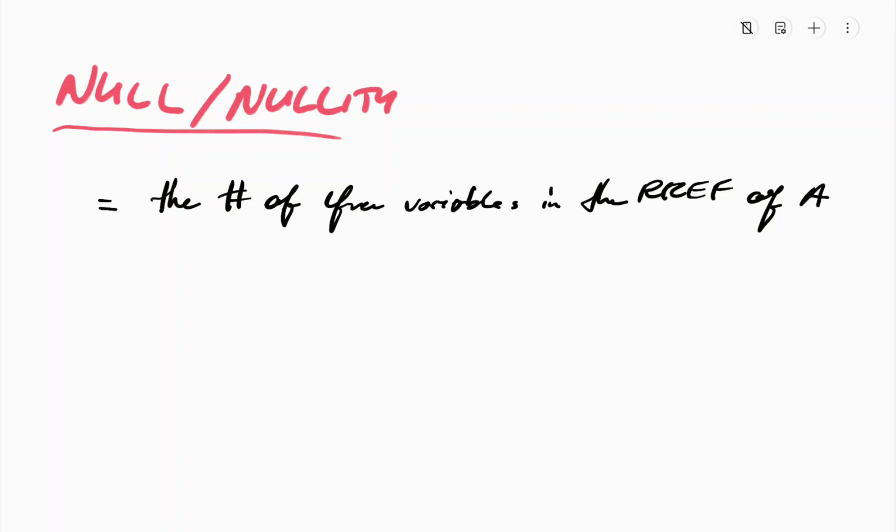So right now what you see on the screen is the definition of the null, or sometimes it's written as the nullity of a matrix. This is a little bit different than the null space of a matrix, which we're not covering yet. Basically, the null of a matrix is the number of free variables in the reduced row echelon form of A. So it's like the opposite of the rank, as we remember that the rank is the number of leading ones in the reduced row echelon form. It's the columns that don't have leading ones.